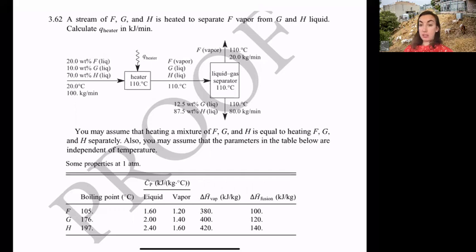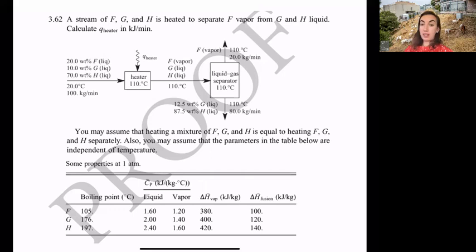If you want extra practice with this, I think this is a good problem to practice, so you can pause this video if you would like and try to practice this. I'll give you a second to do that if you want.